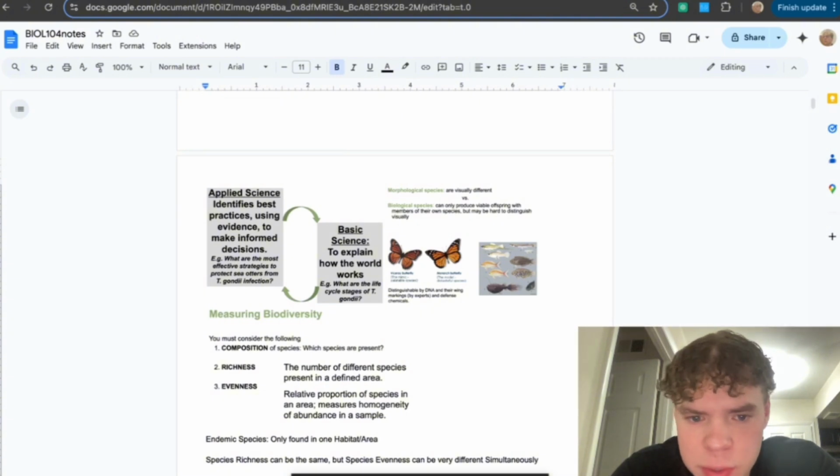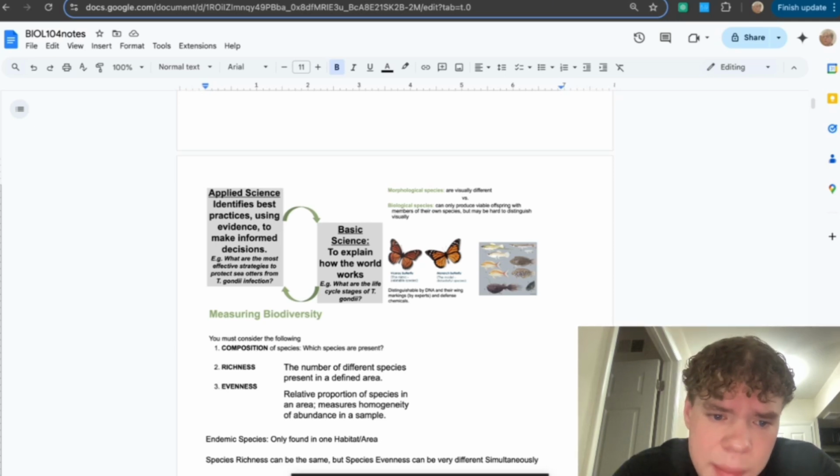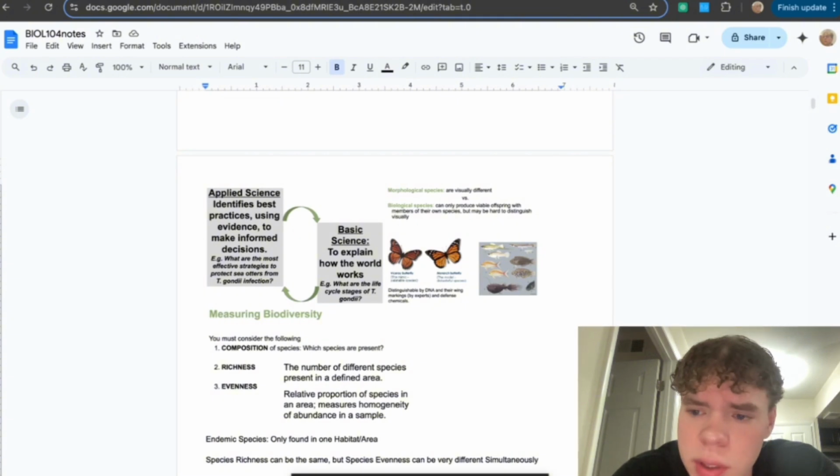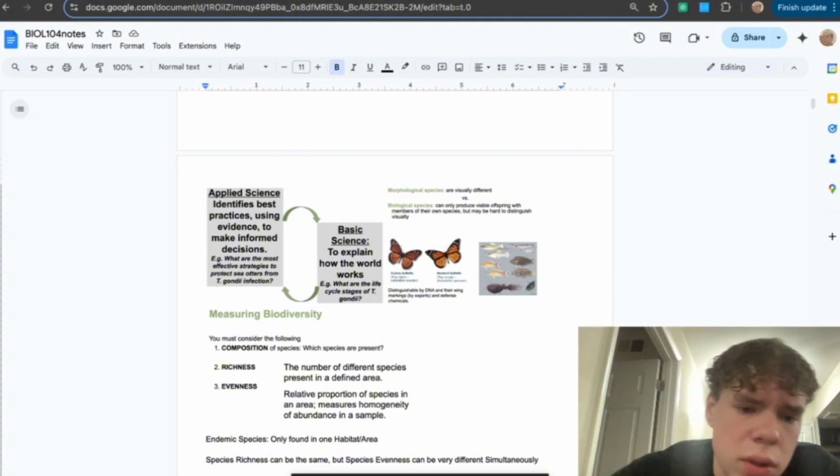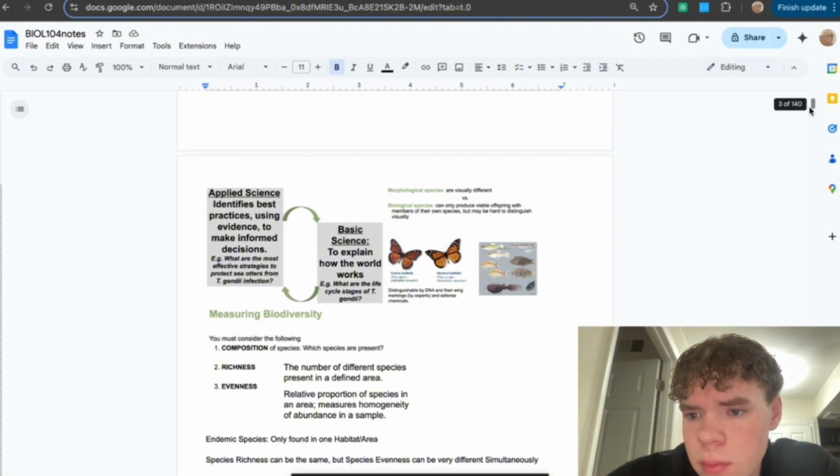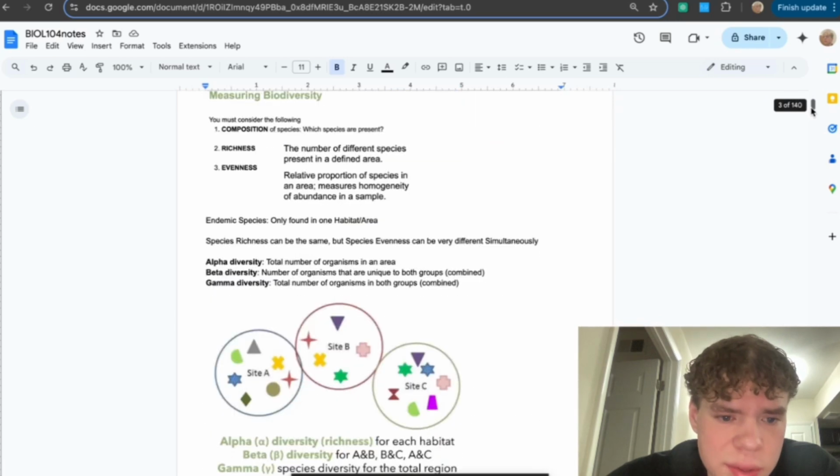Morphological species are visibly different. Biological species can only produce viable offspring with members of their own species, but may be hard to distinguish visibly. If that makes sense. If two organisms are able to reproduce with each other, then they're likely the same species. Just like that. Makes sense.